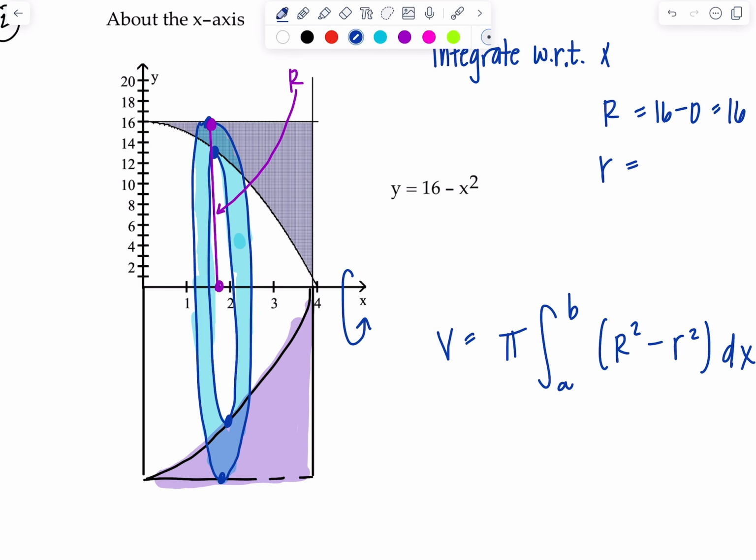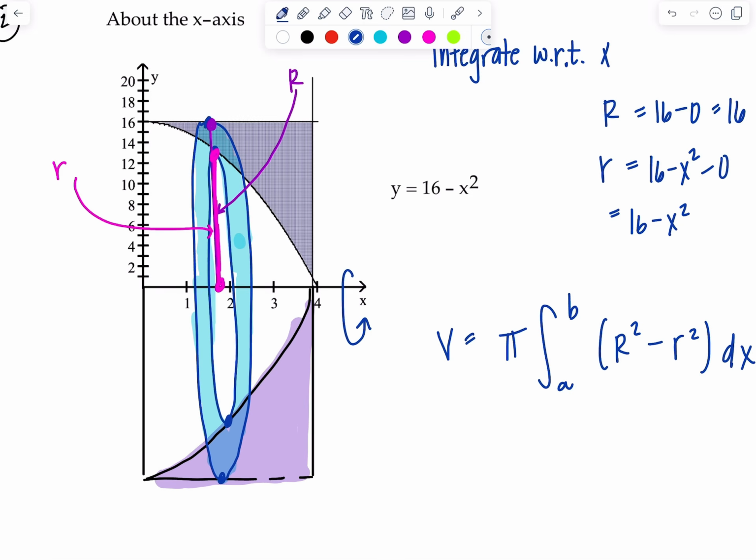Okay, now what about little r? Little r I'll do in this pink color. Here's little r, okay. That's little r. Again, top minus bottom. What's bounding little r on the top? This curve here, who is that? That's y equals 16 minus x squared. Who's bounding little r on the bottom? Y equals 0, the axis of revolution. So we have 16 minus x squared minus 0, which is just 16 minus x squared.